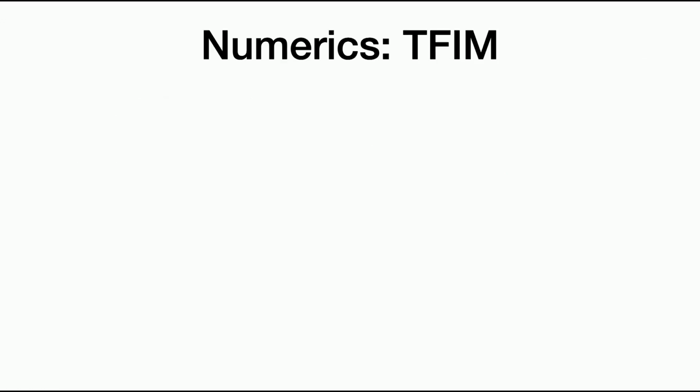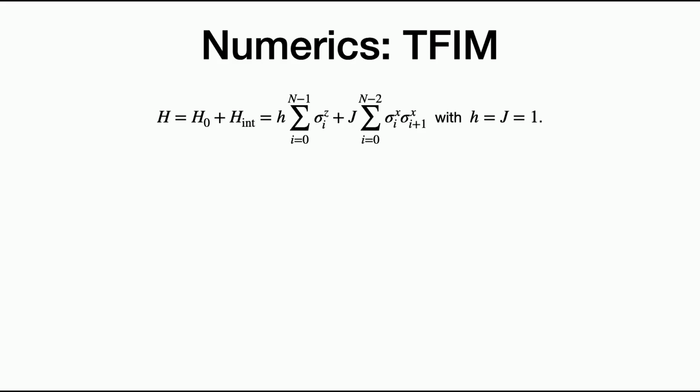OK. And then I also have some numerics. Again, we're looking at this transverse field Ising model for simplicity, where again, we just have nearest neighbor interactions and non-periodic boundary conditions.